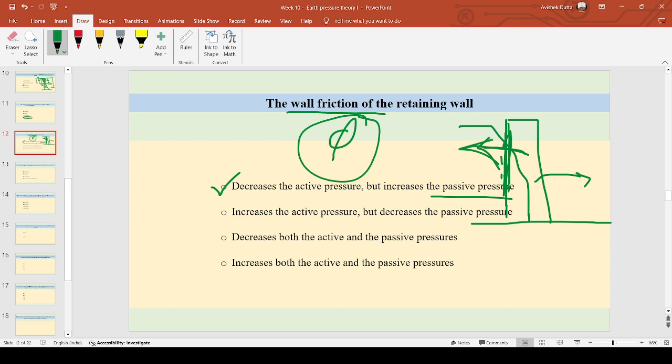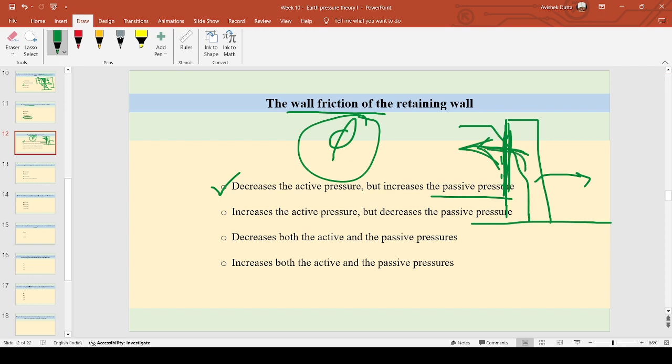Just take a simple example. You take some clay in your hand and a smooth plate, and you try to compact the clay. In the second case, you take a rough plate and try to compact the clay. Because of the roughness, the interlocking of the particles in the soil gets enhanced, which is the friction applied from the back of the wall. That enhances the contact between the wall and the backfill, and hence the pressure increases.